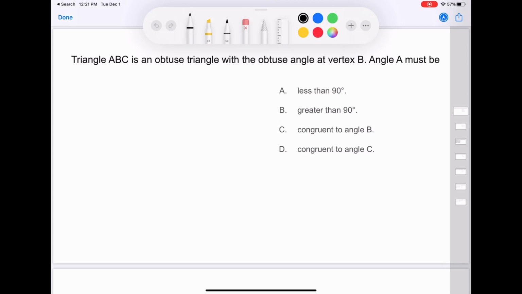Angle A, therefore, must be. Well, what do we know about obtuse triangles? Well, we know that obtuse triangles typically look something like this. And we learned that obtuse triangles usually have one obtuse angle and two acute angles.